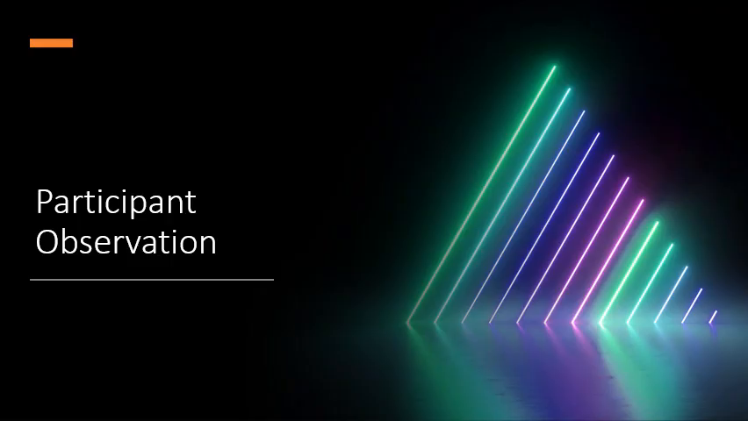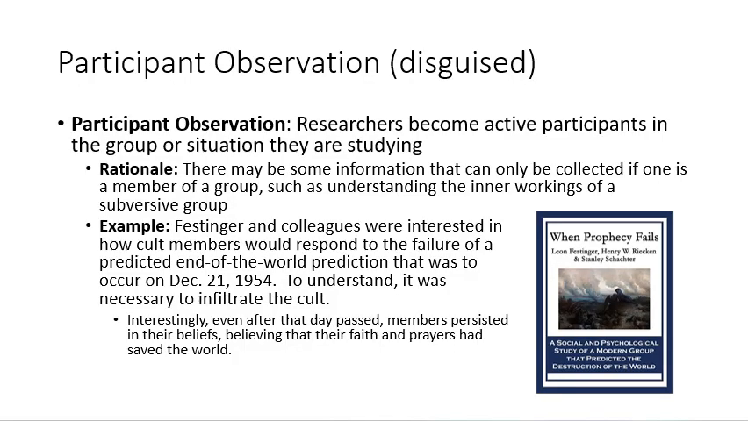Our second type is participant observation. So in participant observation, researchers become active participants in the group or situation they're studying. The reason for this is that you might not be able to really get information unless you're part of the group, especially if you're studying a subversive group, some sort of rebels or people who might be violent, or a gang. You might have to participate in the group to really understand it.